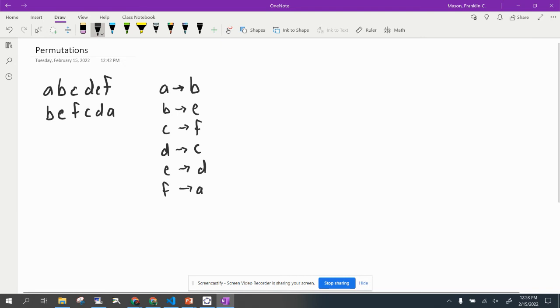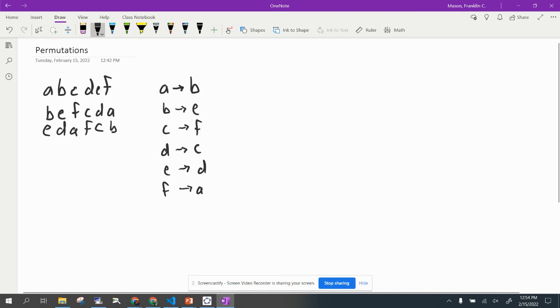Good, let's do it. To what does B map? B maps to E. So there we go. E maps to D, F maps to A, C maps to F, D maps to C, and A maps to B. It is the same permutation rule applied to that second sequence. This is iteration, isn't it? You can iterate the permutation.